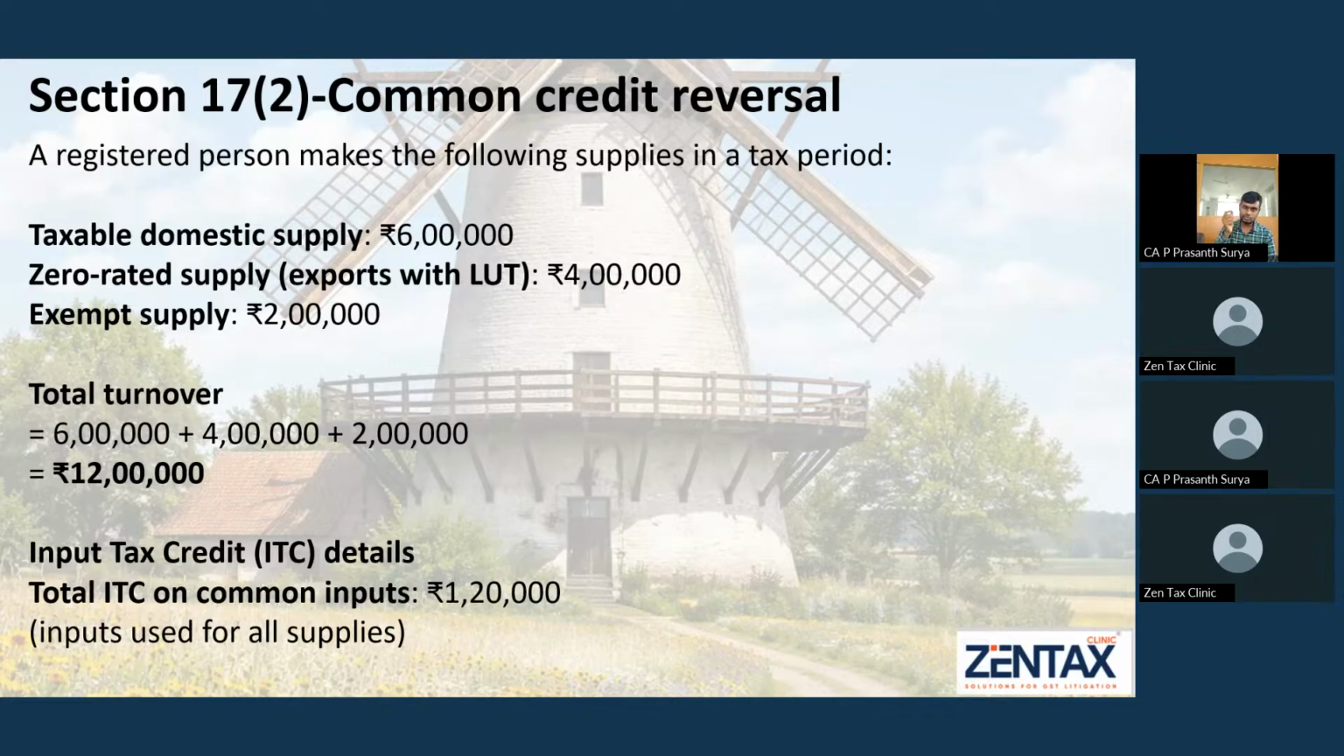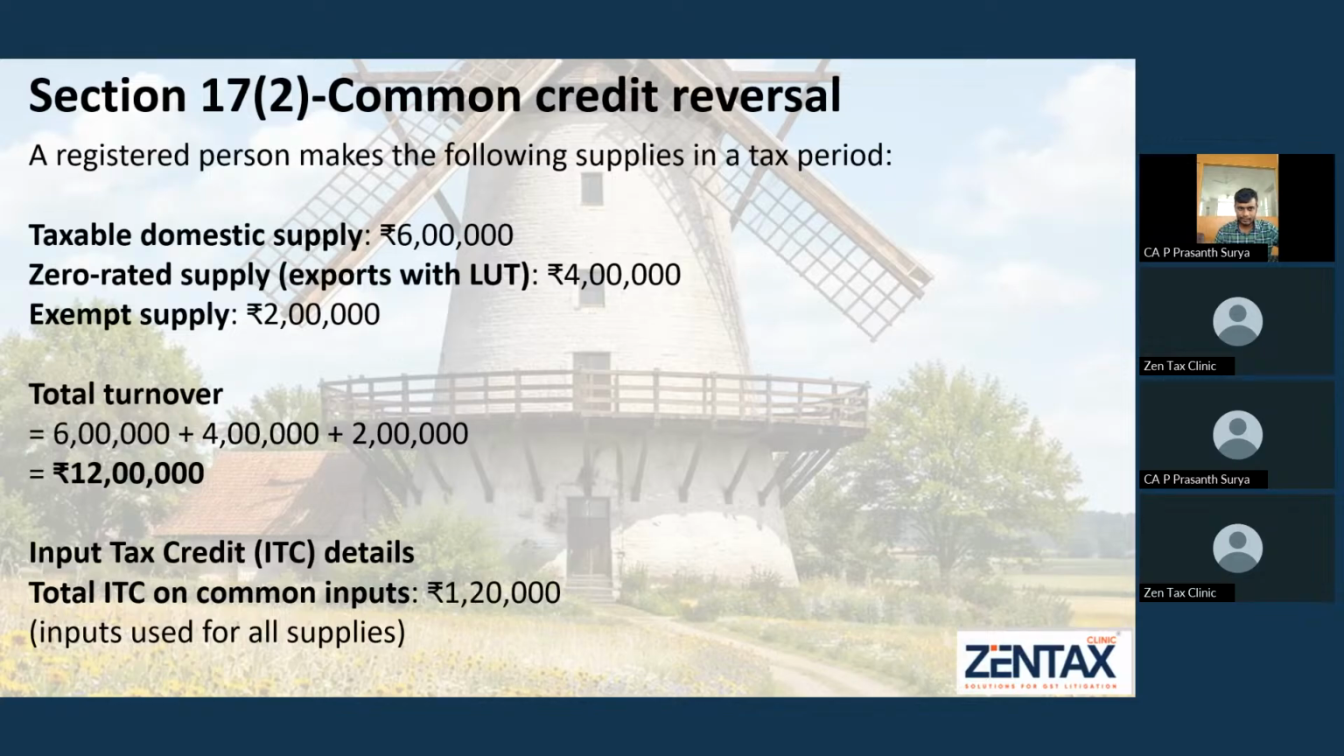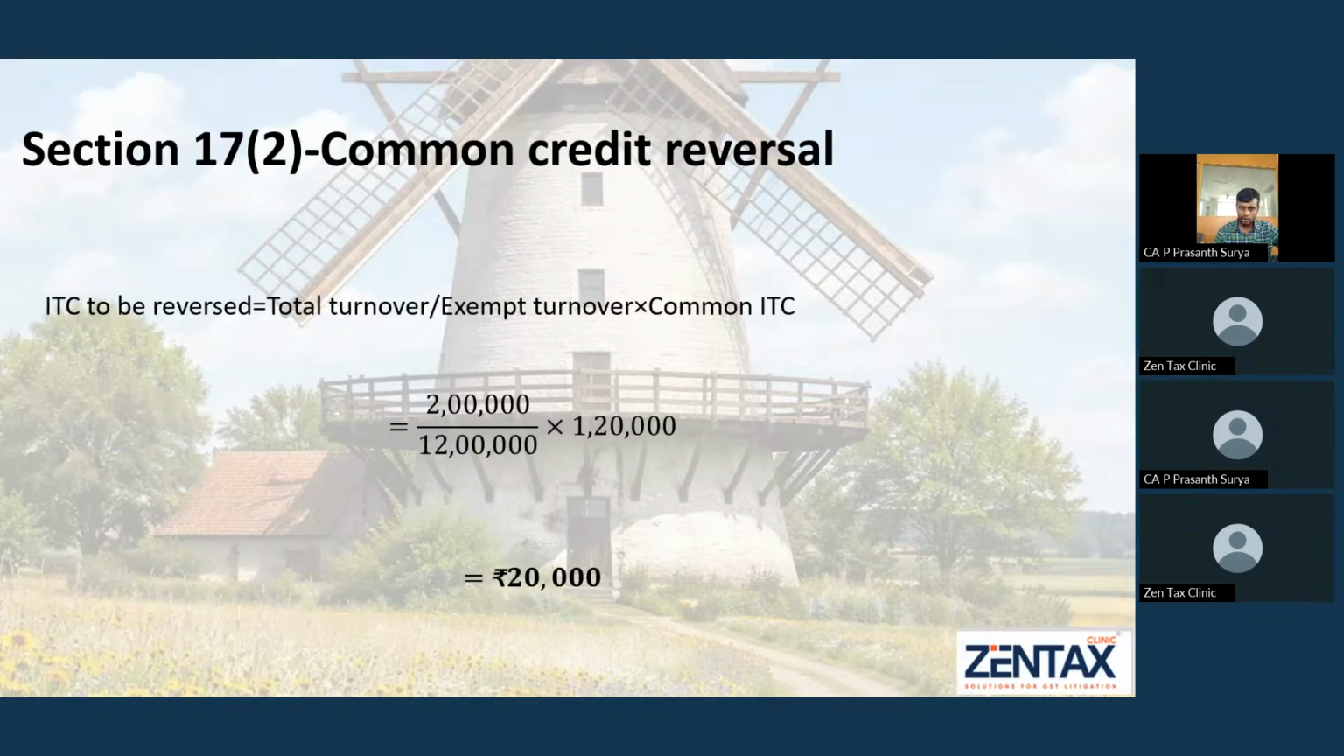So while filing GST 3B, you should do a common credit reversal for that particular period. So in this example, ITC is to be reversed. See, exempt supply, what I have given is 2 lakh. I have specifically not included 4 lakhs because this is the zero rated supply also done without payment of tax only, but that will not get included in this exempt supply definition.